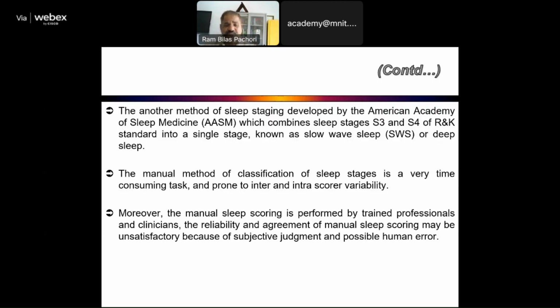This manual method of classification of sleep stages is very time consuming and prone to inter- and intra-scorer variability. Moreover, manual sleep scoring is performed by trained professionals and clinicians. The reliability and agreement of manual sleep scoring may be unsatisfactory because of subjective judgment and possible human error. Due to all these reasons, there is a lot of interest in the literature in using signal processing and machine learning techniques to classify these sleep stages.